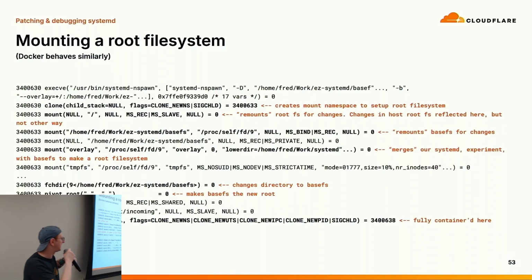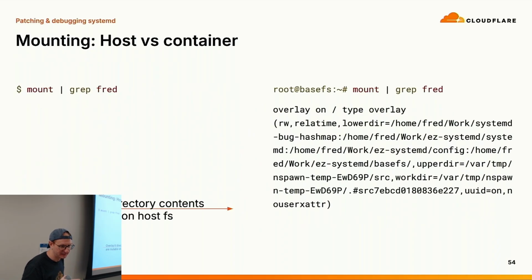And then finally, at the end of all this, systemd-nspawn says, okay, now we're going to really container this thing. So now we're going to do the clone new user namespace, the new Unix time-sharing namespace, the new IPC namespace, the new PID namespace, PID 1, because this is running as PID 1, and that's that. We have systemd running as a container.